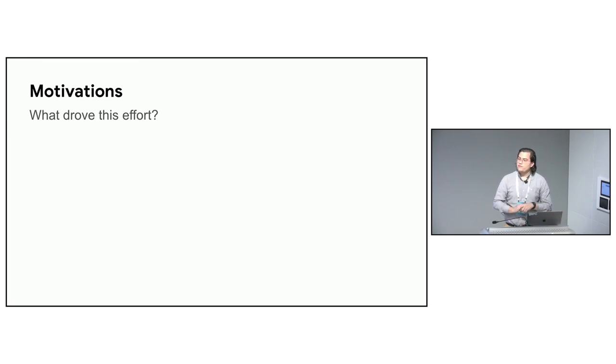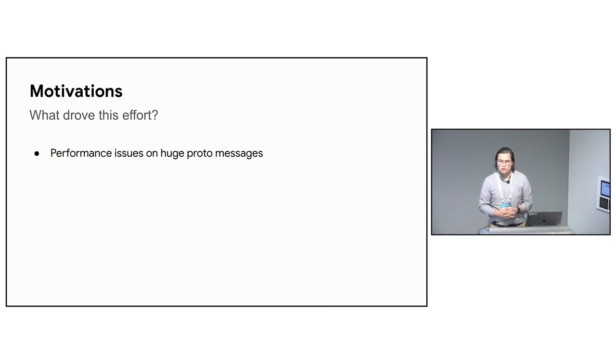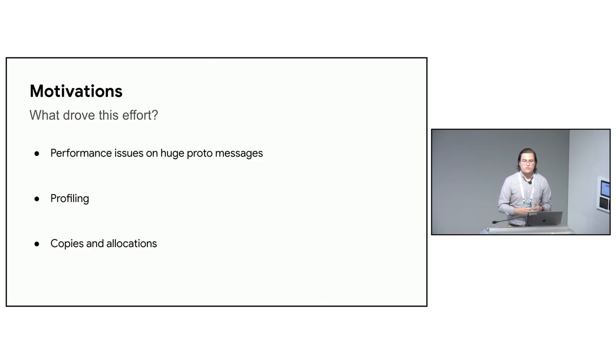But before we deep dive into these components, I want to go through some of the motivations behind the work that we've done so far. The main motivation for this effort was a performance issue on huge proto messages. When we were sending huge proto messages, we were seeing a lot of memory consumption. So we did some profiling and some benchmarks on gRPC-Go to try to figure out why this was happening. And we basically figured out that there were two main problems with gRPC-Go: the number of copies and the number of allocations that were being made inside of the application.